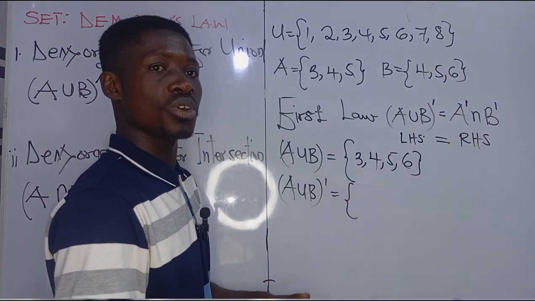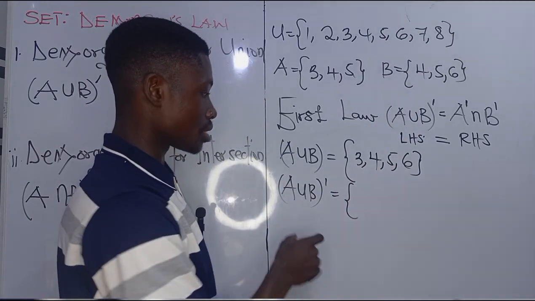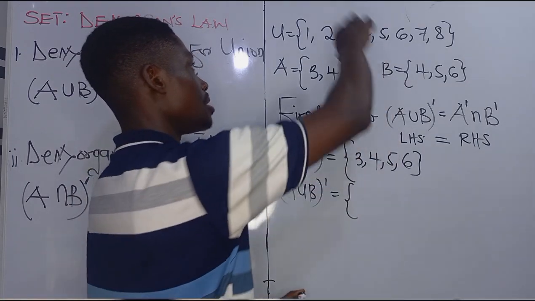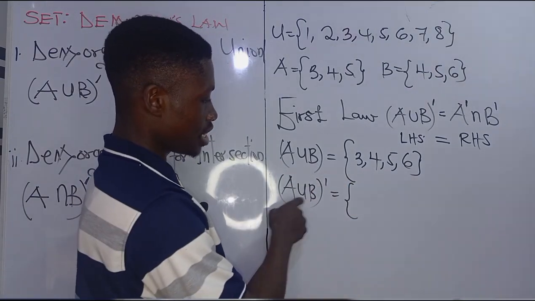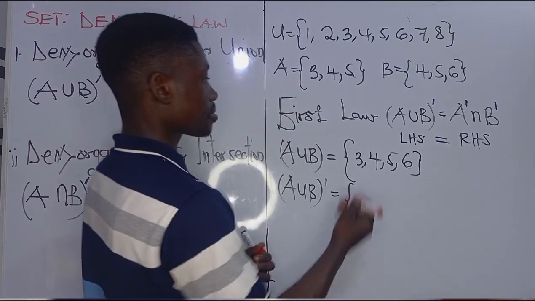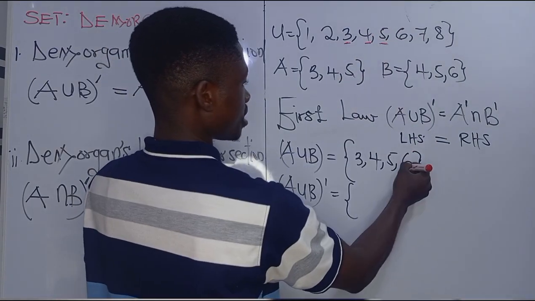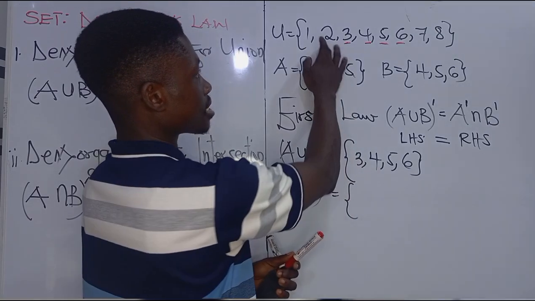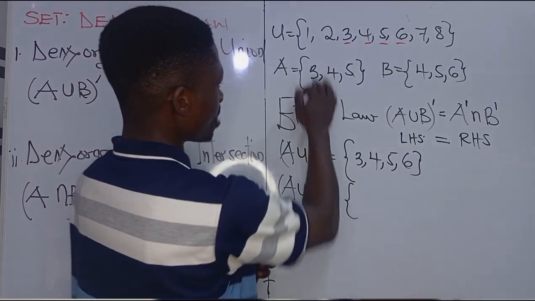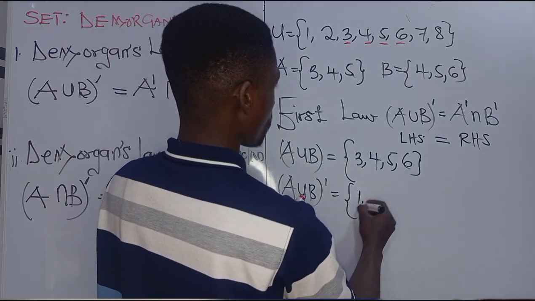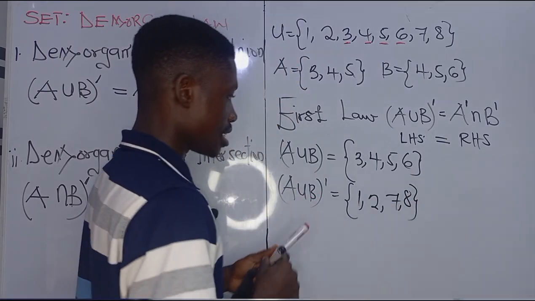Now A union B complement means we are going to look for those elements in the universal set that are not in A union B. All elements that are in the universal set but cannot be found in A union B become A union B complement. So we have 3 here, 3 is also here, we have 4, 4 is also here, 5, and then 6. Those elements that remain un-underlined become the complement of A union B. So we are left with 1, 2, and then 7, and then 8.